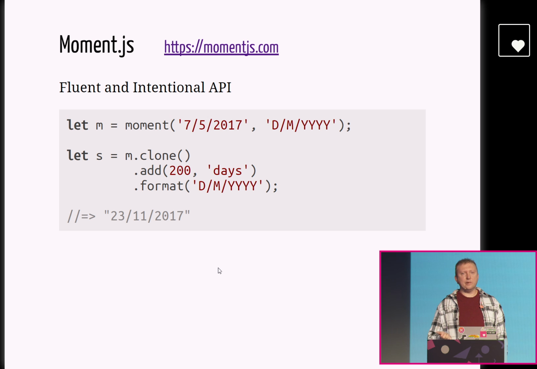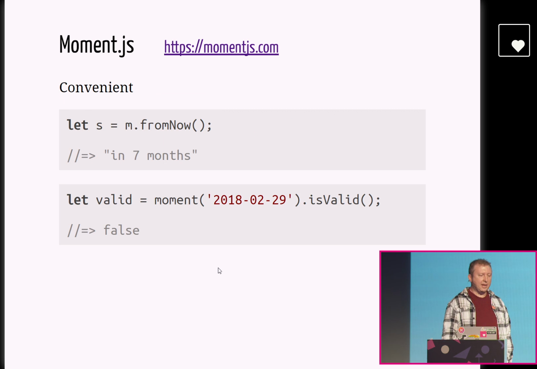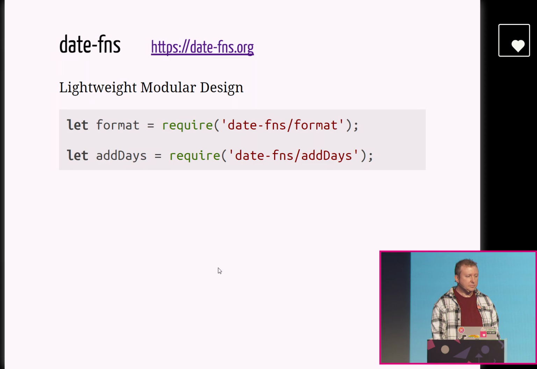That's something we're considering for Moment 3.0. There's some work in progress on that, so hopefully we'll have a Moment 3.0 with an immutable API. And yes, you can do things like from now and get 7 months. You can validate simple dates. It does what it says it does, and it does it pretty good.